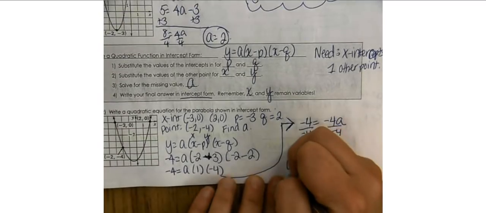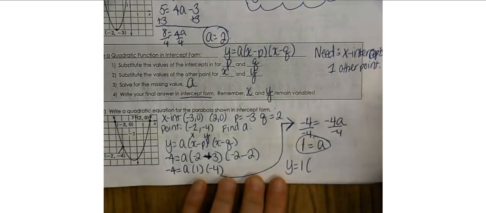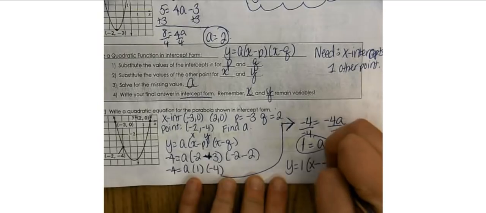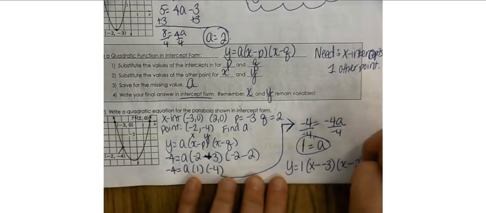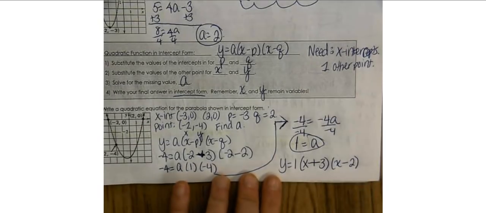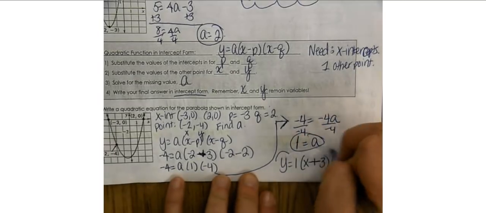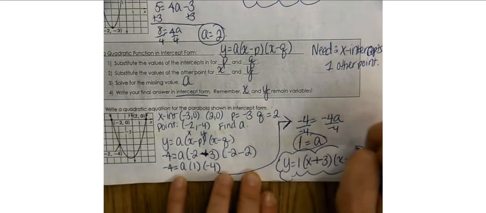So now that I know what my a value is, I can rewrite this equation in intercept form of y equals a, which you can write as the number 1 if you would like, times x minus your p-value, so that's minus negative 3, times x minus q, so that's x minus 2. Cleaning it up a little bit, I'm going to make my negative negative a plus sign, and this is my final answer of y equals 1 times x plus 3, times x minus 2.